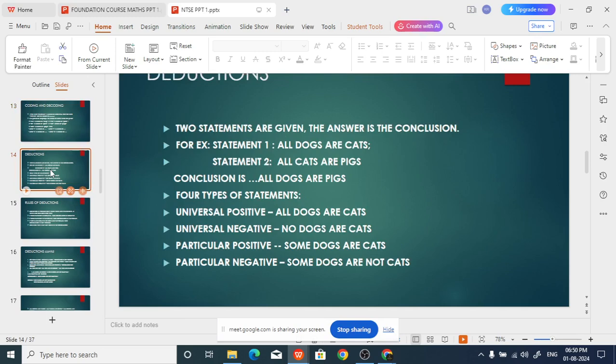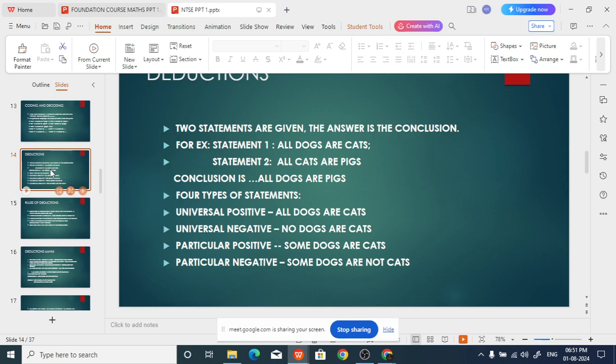Normally they will give two statements, and based on that you have to derive the third statement. It is related to your Venn diagram, which we have seen some time back, but it's much easier than that Venn diagram. So two statements are given. The answer is the conclusion. From the two statements, can we conclude something?